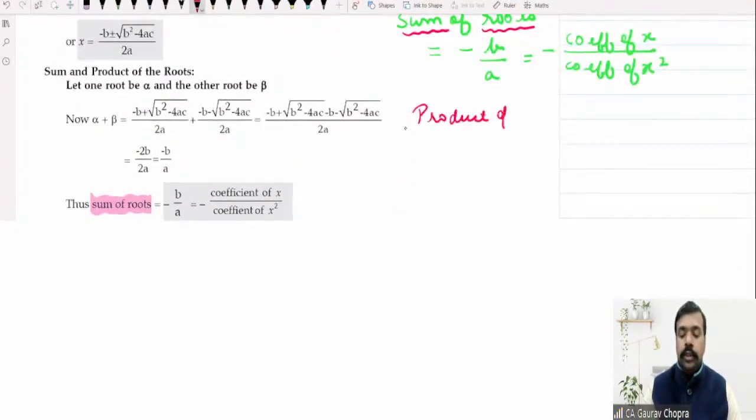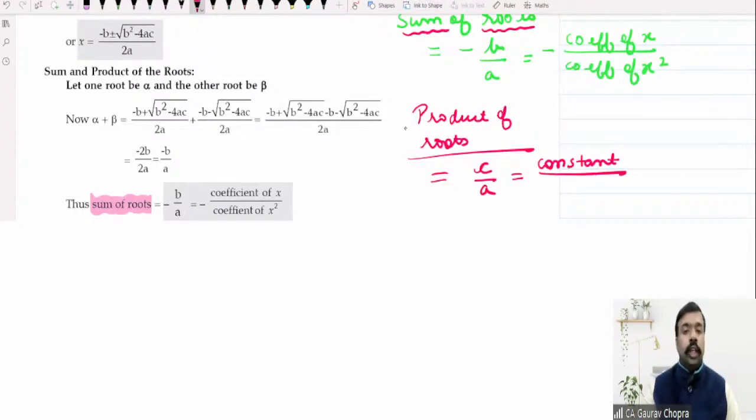So the product of roots is equal to c by a. C means the constant of the equation, which is divided by the coefficient of x square. All right, so this is known as the product of roots.